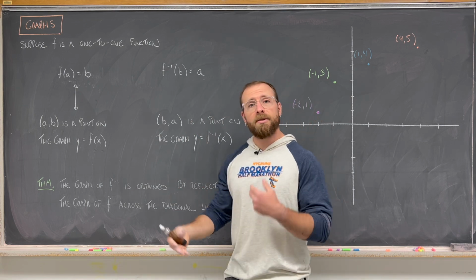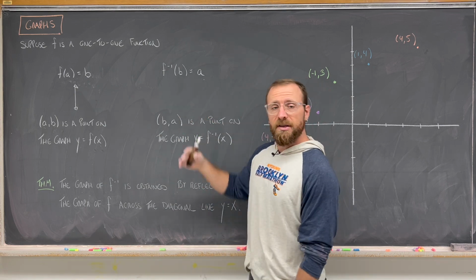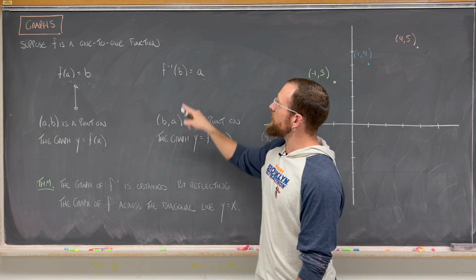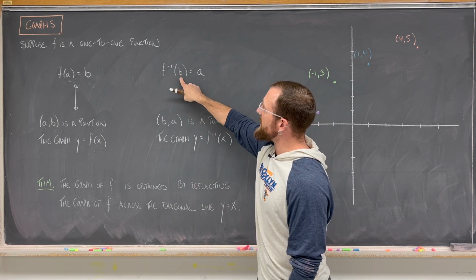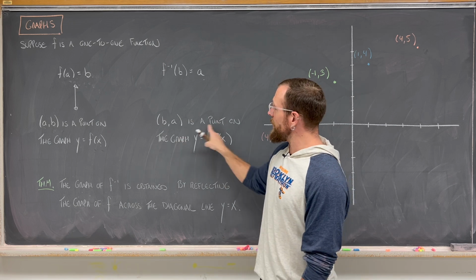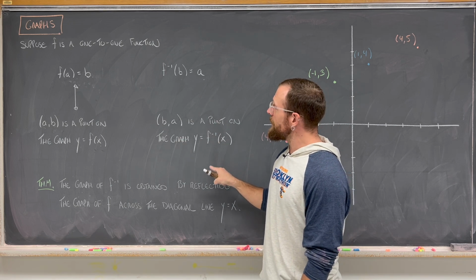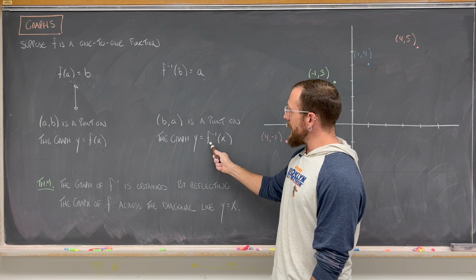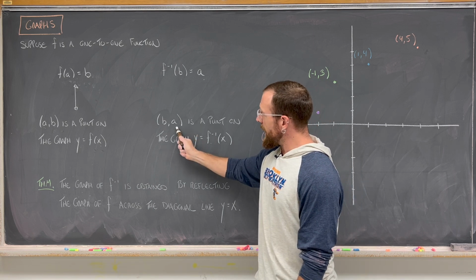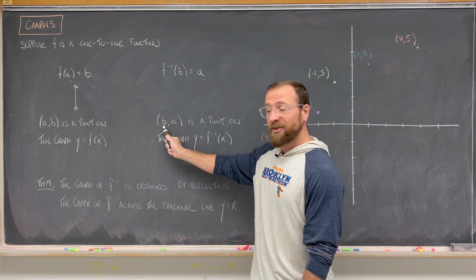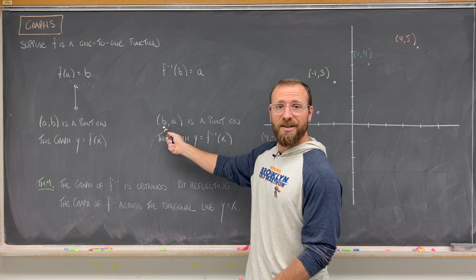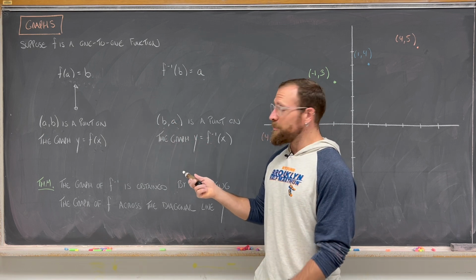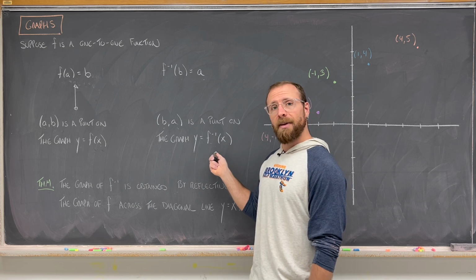Well, what does that mean in terms of graphs? The function f inverse has a graph. And what do we know now? Well, we know that the point (b, a) would be a point on the graph of f inverse. Y equals f inverse of x. A equals f inverse of b. The y coordinate equals f inverse of the x coordinate. That's what puts this point on the graph of f inverse.